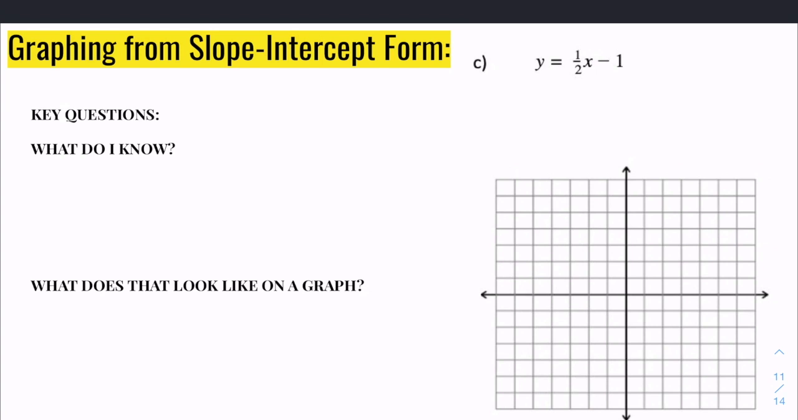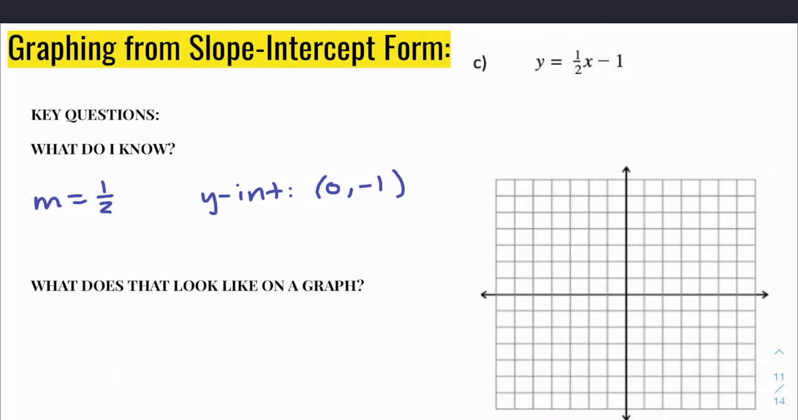So again, we have to identify what we know from the equation. I know that the slope is 1/2. I know that the y-intercept is an ordered pair, (0, -1). These are the same questions from the beginning of the notes where we already identified these. So if you forgot how to do that, you can go back in the video and practice that again. And then we put these 2 pieces of information on the graph.